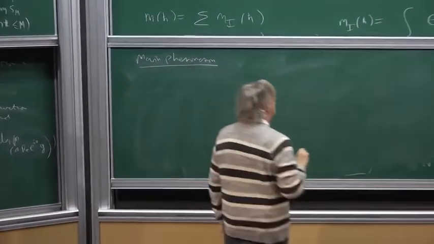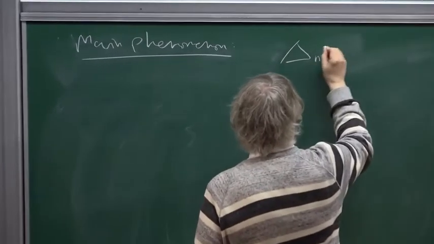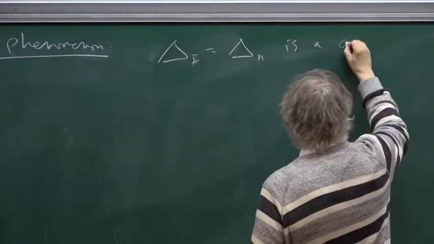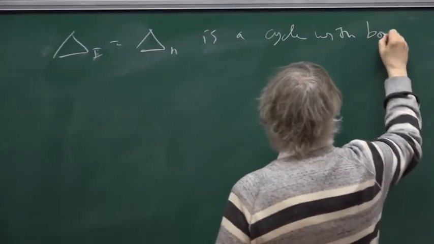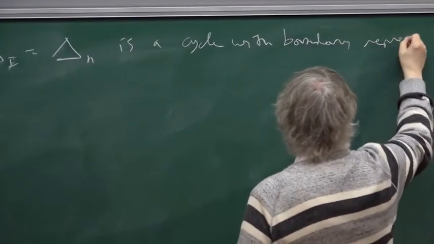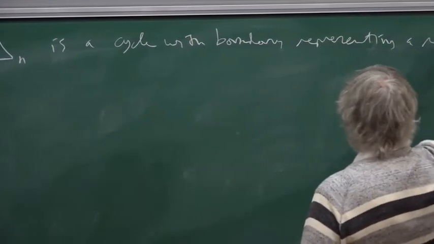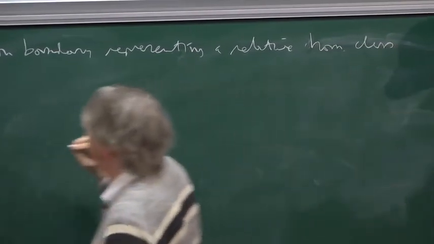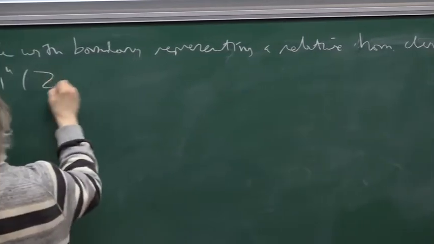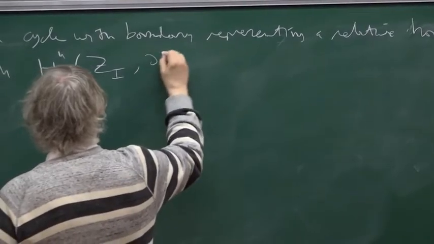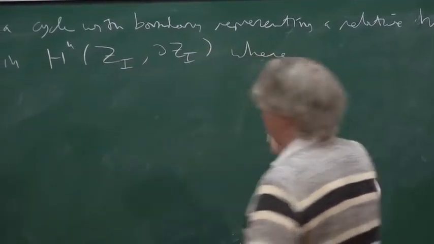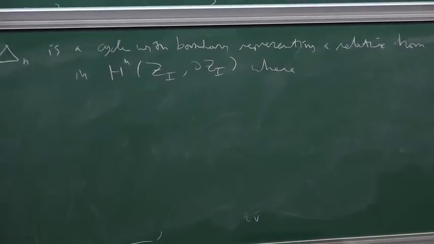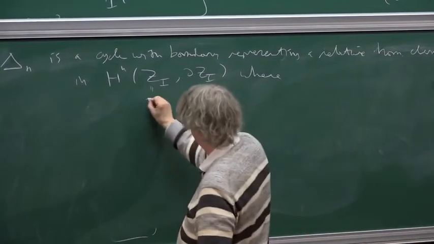is that this integral, that delta n, or delta I, which is delta n, is a relative homology class. It's a cycle with boundary. So remember, it's a real n-dimensional triangle in an n-dimensional complex space. This is z to the n.